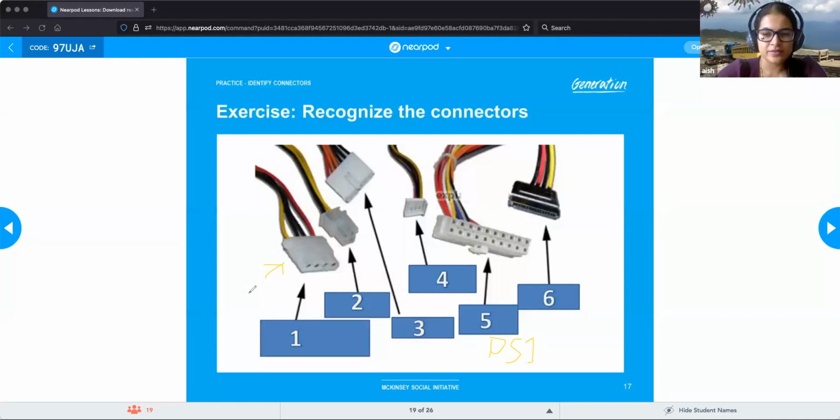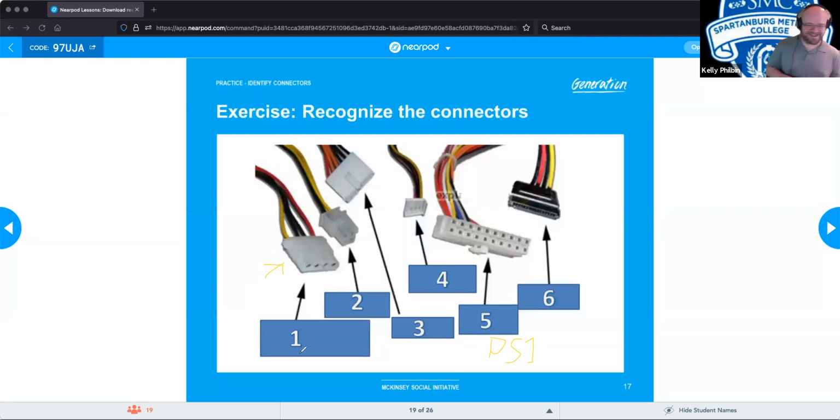We have to call other people too, Ash. Oh, okay, sorry. All right, so the first one here is your 4-pin Molex connector. And then number 5 is your 20+4. Let's see who else we can get here. Jordan, can you tell us what number 2 is, please?